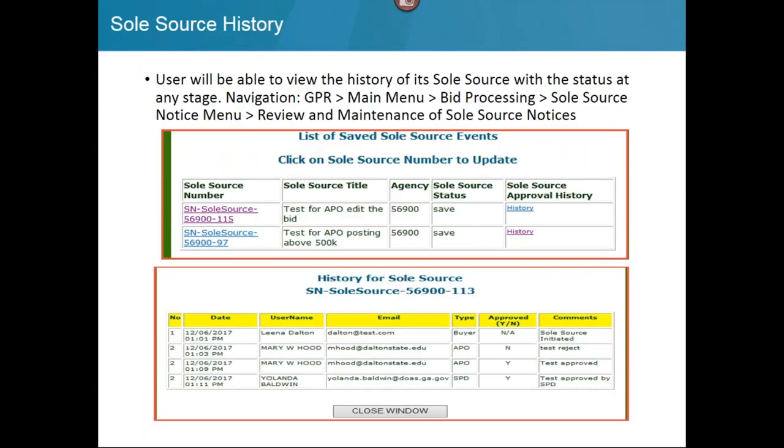As far as the history of the sole source, users will be able to view the history with the status at any stage. And so here on the screen, again, we have the navigation that will allow you to view what the history of that sole source is. So when you click on history, you will be able to see the approval history of the sole source. So here on the screen, it shows you that it goes through the buyer and the APO and then SPD.